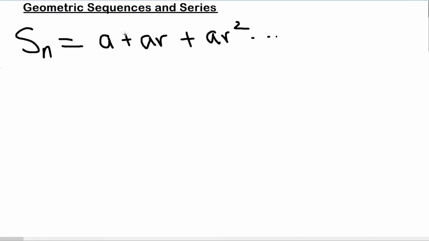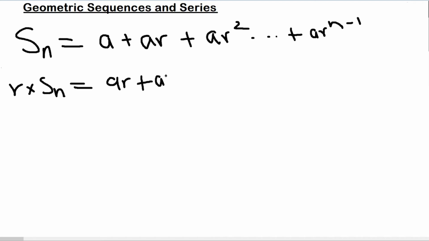Now, let's add an a r to the power n here. If we multiply both sides by r, we get r times Sn is equal to ar plus ar squared plus ar cubed all the way till plus ar to the power n.